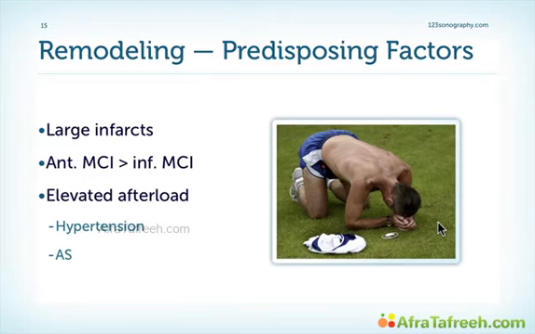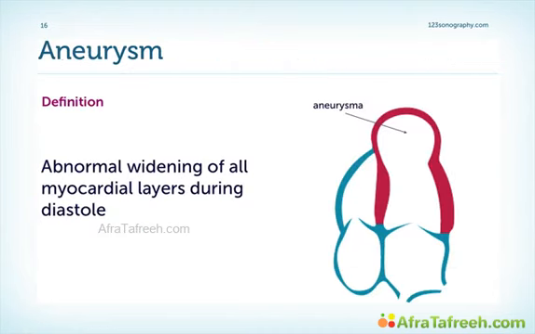And it also occurs more frequently if the patients have an elevated afterload. In other words, if patients also have hypertension or aortic stenosis, they're at increased risk of developing left ventricular remodeling. This is probably also one of the main reasons why medications which reduce afterload, such as ACE inhibitors, are so effective after myocardial infarction. Patients with aneurysms are in particular prone to develop remodeled left ventricles.